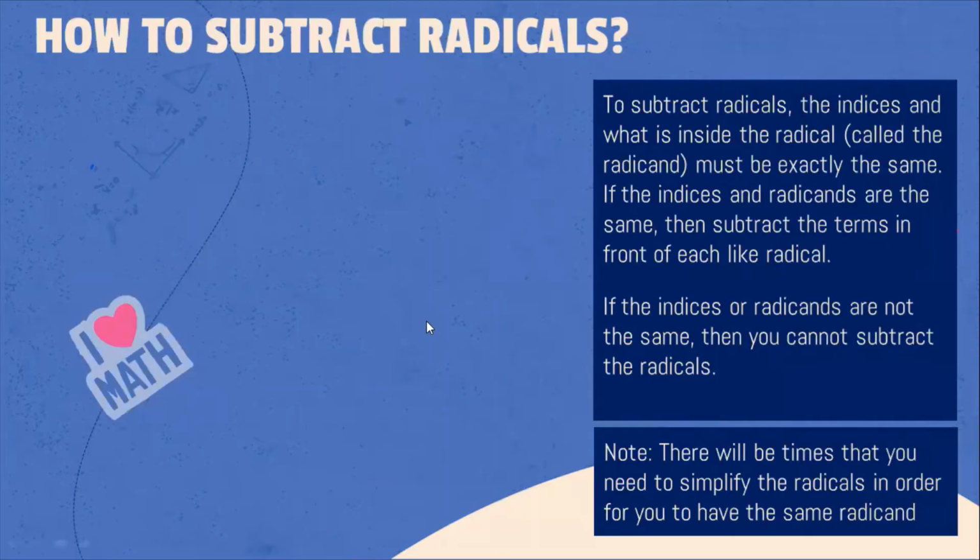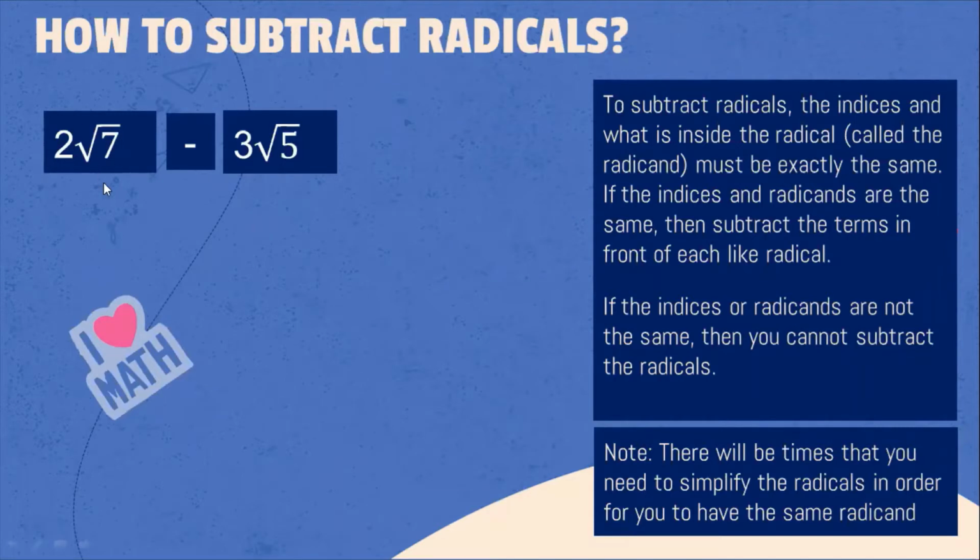Let's have another example. 2 square root of 7 minus 3 square root of 5. As you can see, both indices are the same, but we do not have the same radicand because 7 and 5 are not the same. That's why if the indices or radicands are not the same, then you cannot subtract the radicals.